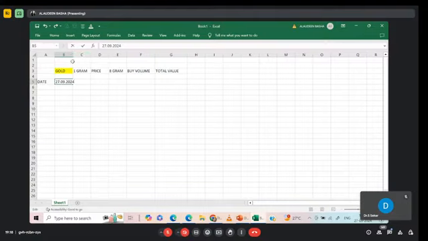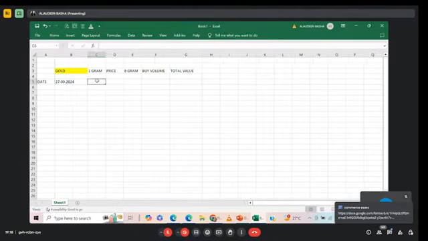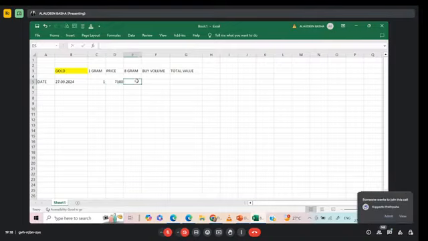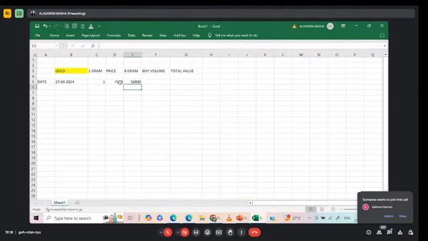Can anyone tell today's 1 gram gold price? 24 carat, 7,100. SGB gold is only for 24 carat, not 22. What's the price, ma'am? 7,100. Okay, this is 1 gram. Then 8 grams means 7,100 into 8. It's 1 sovereign, correct? So today's price is 56,800.